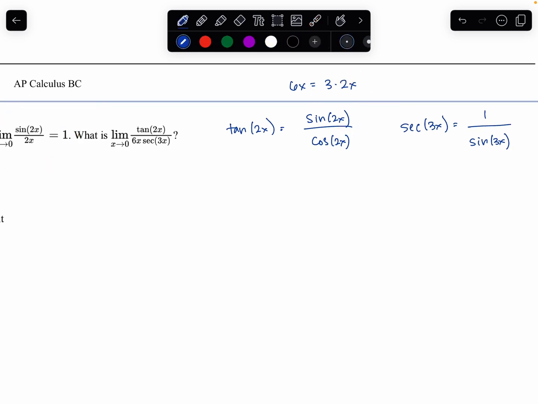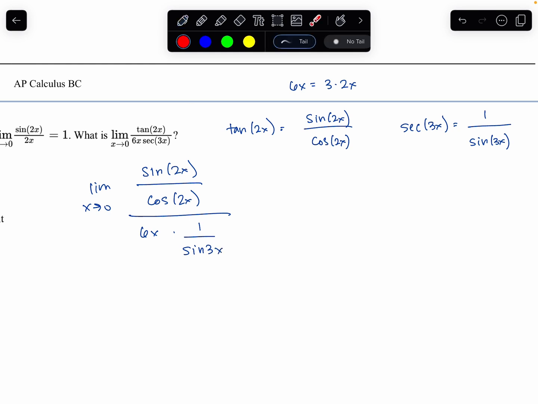Okay, so I have the limit as x approaches 0. I'm going to write this as sine of 2x over cosine of 2x, over 6x times 1 over sine of 3x. So that's because we're doing 6x times what this is also. I'm going to put this 6x in the numerator there, so I'm going to write it like 6x over sine of 3x, if that makes sense. And I'm going to do a keep, change, and flip.